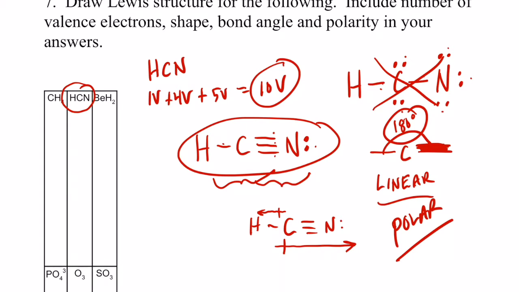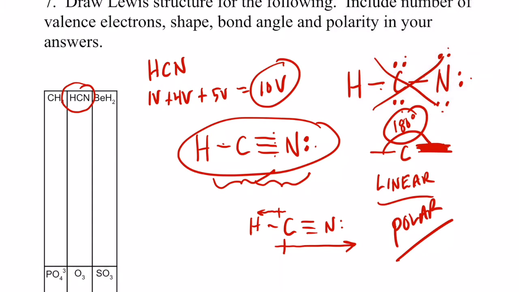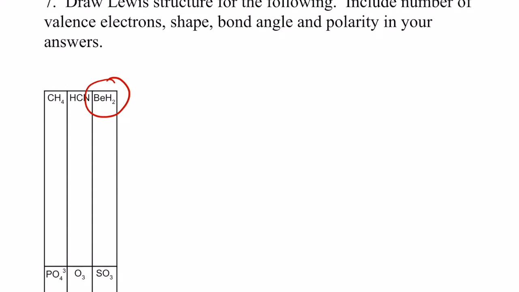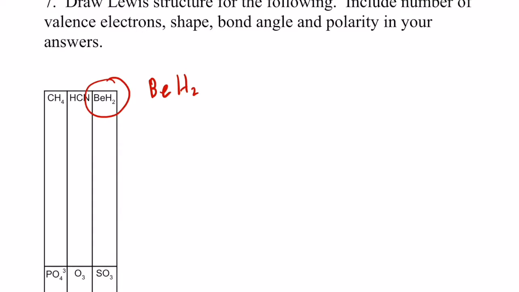Okay, let's go on to the next compound here. And so we have BeH2. Beryllium's in group 2. It's right here, folks. Its configuration ends with 2s2, so it has 2 valence electrons.